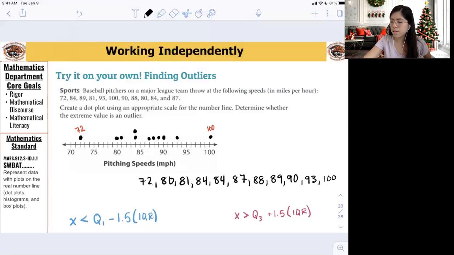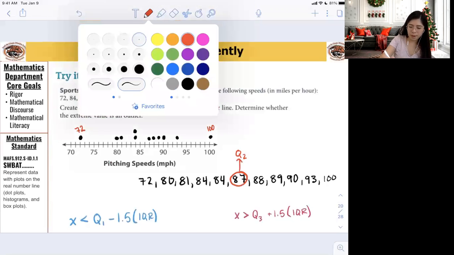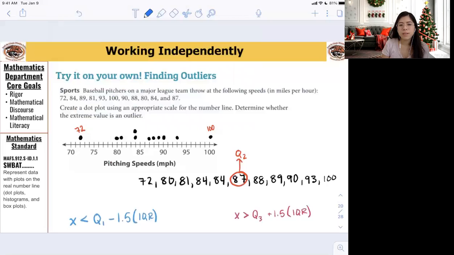Okay. All right, so here we go. Let's take a look. Who can tell me what is the median? What's my Q2? 87. So this number is right in the middle. That makes it my Q2. What about my Q1? 81. That 81 is right in the middle. That's my Q1. What about my Q3? 90. Any questions on Q1, Q2, or Q3?